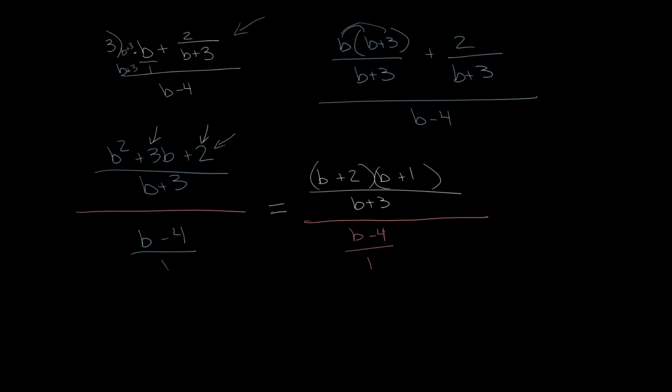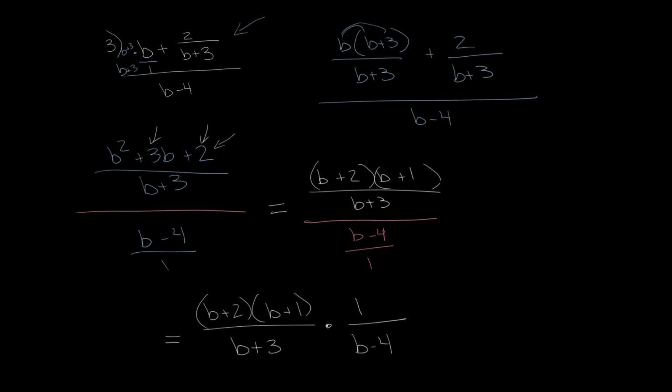Now I have a complex fraction. I think that's fair to say. It's very complex. So I have a fraction within a fraction. What do we do? We multiply by the reciprocal of the denominator. So I'm going to write the numerator as it is, b plus 2 times b plus 1 over b plus 3. Instead of dividing by b minus 4 over 1, I'm going to multiply by 1 over b minus 4.